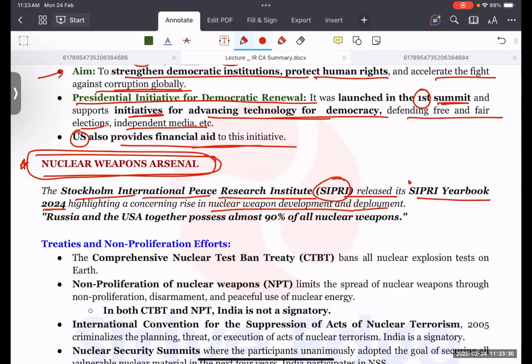And then Russia and USA together possess almost 90% of all the nuclear weapons. So you have to remember that. The Cold War era politics has led to the rise of these nuclear weapons, particularly in these two countries, Russia and USA. Now, what are the treaties associated with this and the non-proliferation efforts that have taken place? So, treaties and the non-proliferation efforts.